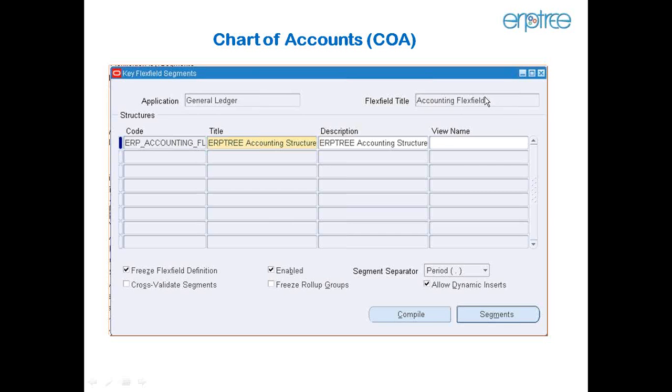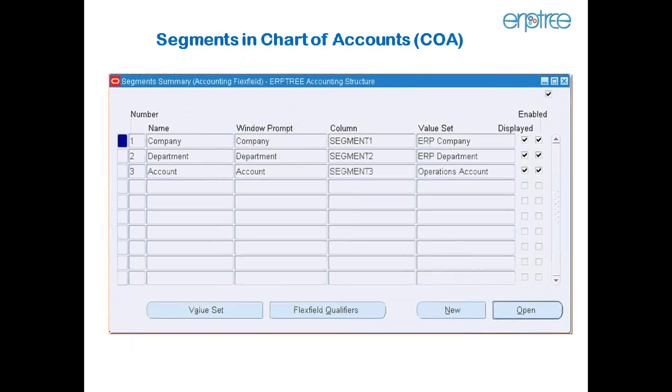Within the accounting flexfield, what do we have to create? Structure, organization structure. Here I have taken one sample, ERP tree accounting structure, or you can call it organization structure. So under organization structure, what do we have to create? Segments. Here is the sample screen I have taken. These are the segments: company, department, account. This is how we'll create. Don't look at other points. Later we'll see that.